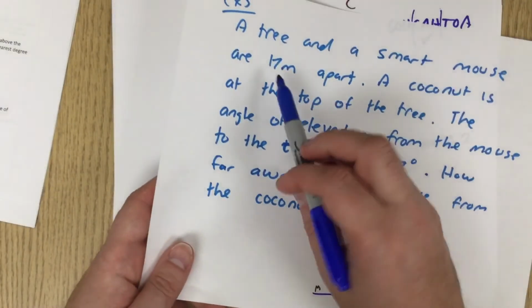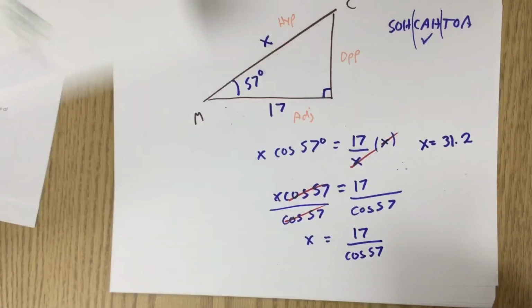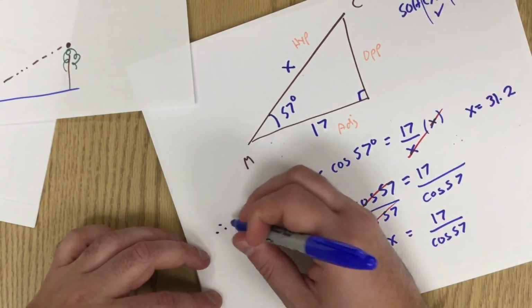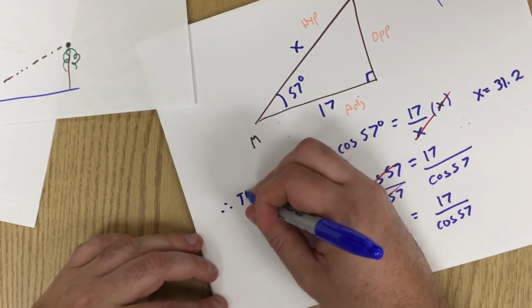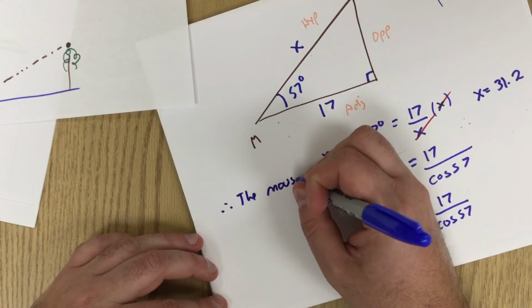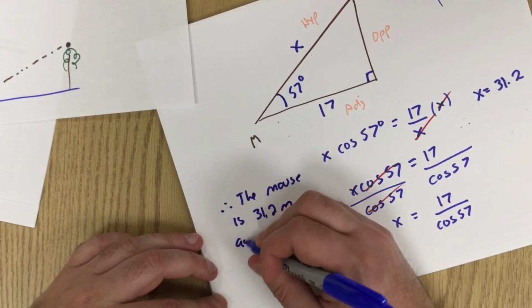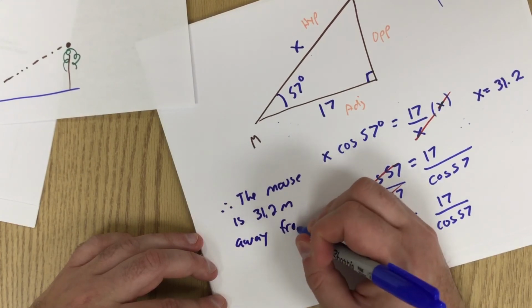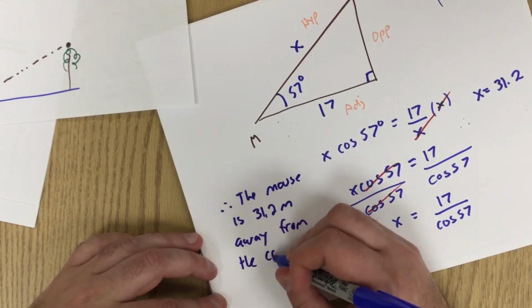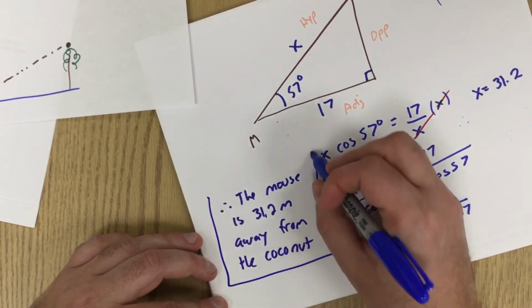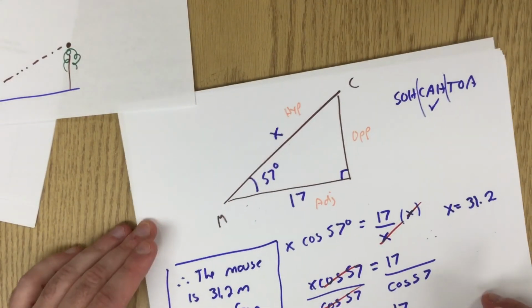Then we look, the units were meters. So how far away is the mouse from the coconut? Therefore, the mouse is 31.2 meters away from the coconut. Okay.